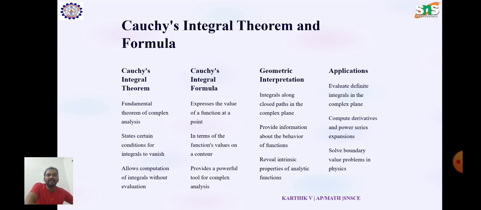Cauchy's integral theorem and formula. Cauchy's integral theorem states that if f of z is analytic within and on a simply connected region D bounded by a simple closed contour C, then the contour integral of f of z around C is 0. That is, closed integral C f of z dz equal to 0. In simple terms, if a function is analytic in a region D containing a closed curve C, then the integral of the function around C is 0.